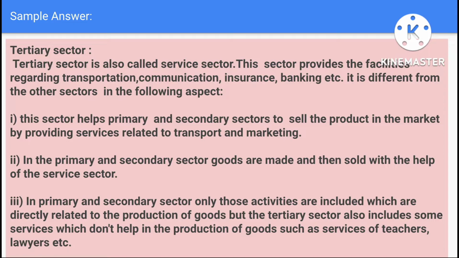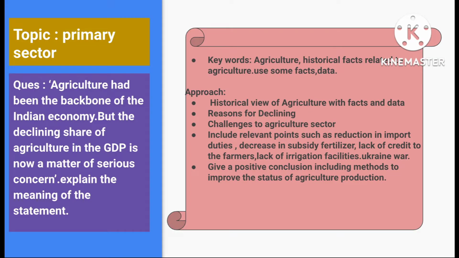Let's see the second sample question and answer. This is a question from the topic of primary sector. The question is: agriculture had been the backbone of the Indian economy. Yes, this is true. But the declining share of agriculture in the GDP is now a matter of serious concern. Explain the meaning of the statement. So this question is asking to explain the statement.